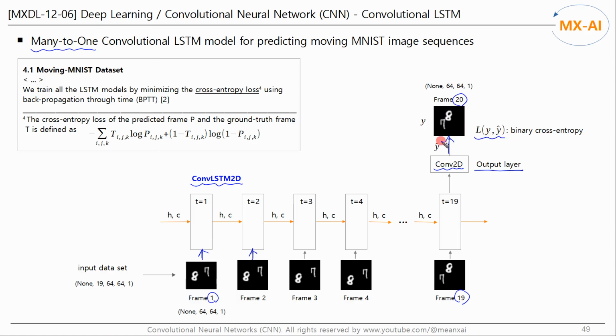The loss is computed using the predicted y-hat and the ground truth y. Binary cross-entropy can be used as the loss. Actually, this is a regression model, so we can also use the mean squared error as our loss. However, for image data, all pixels are normalized to values between 0 and 1, so cross-entropy can be used for a regression problem. According to section 4.1, the authors of the paper also used cross-entropy loss. This is the many-to-one convolutional LSTM model.